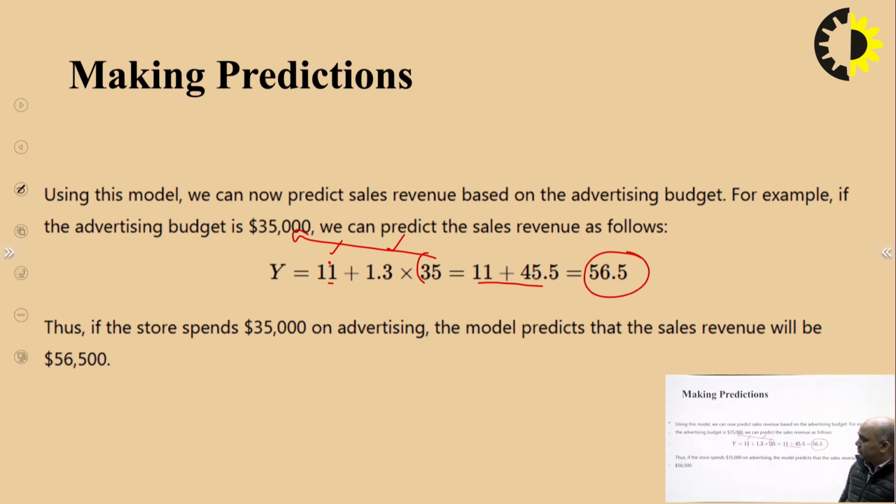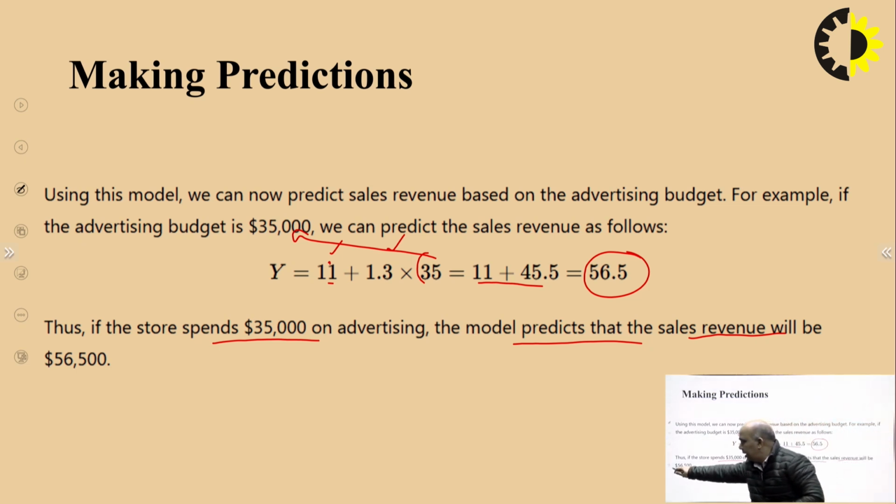56.5. So if the store spends $35,000 on advertising, the model predicts the sales revenue will be 56,500. In this way, this linear regression model is used to predict the future on the basis of incoming inputs.